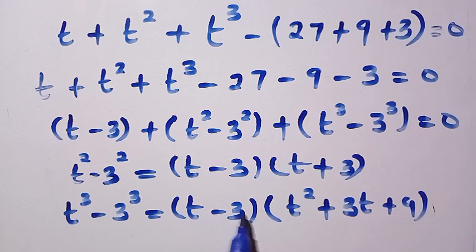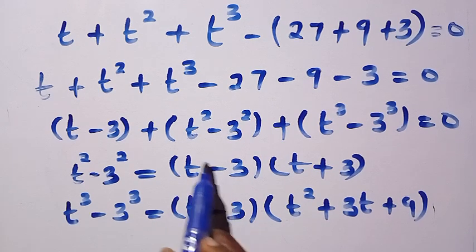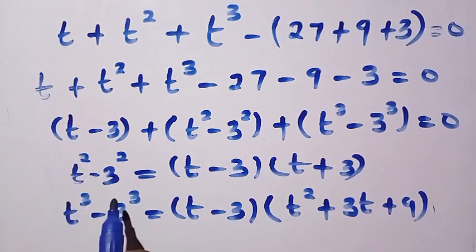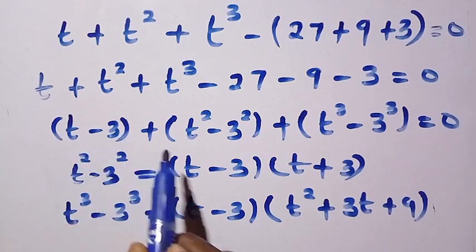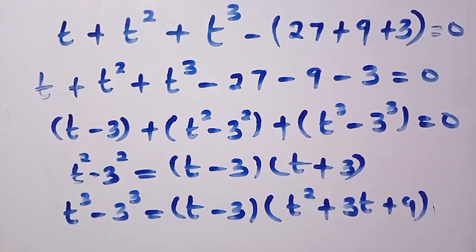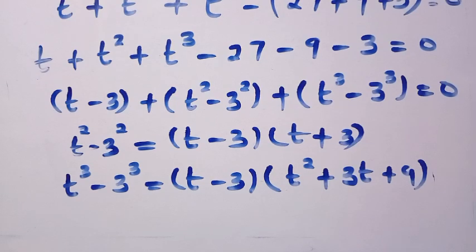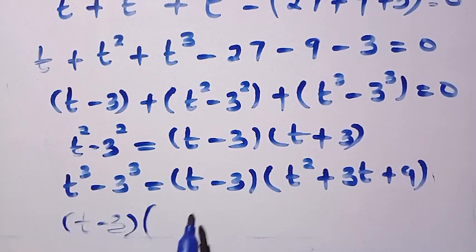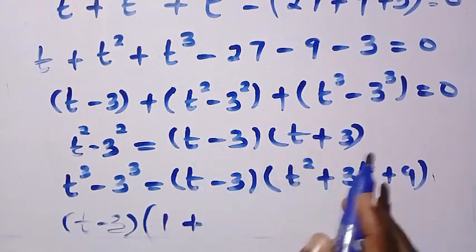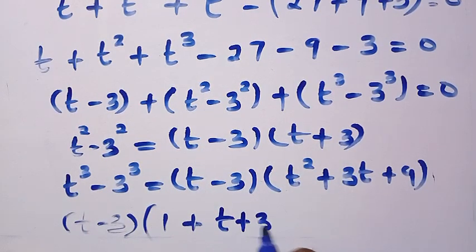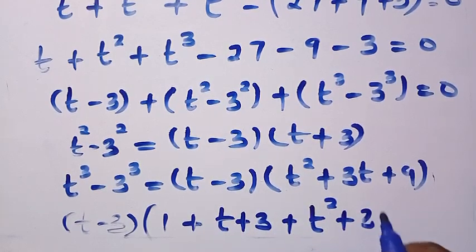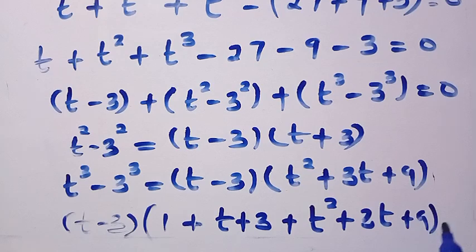Something is common to all of this. So we have to factor out that one, and then write the remaining part of this, and add it together. By doing that quickly, t minus 3 is the common factor. Taking it out, this one remains 1 plus t plus 3, and this one remains t squared plus 3t plus 9, and everything equals 0.